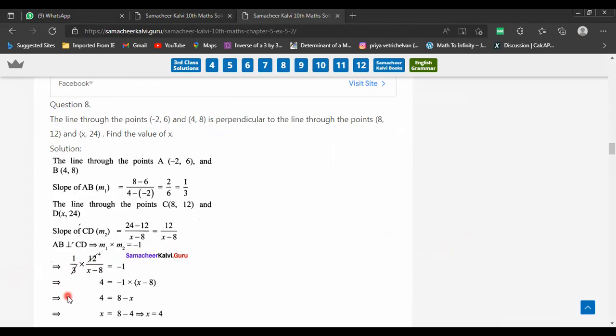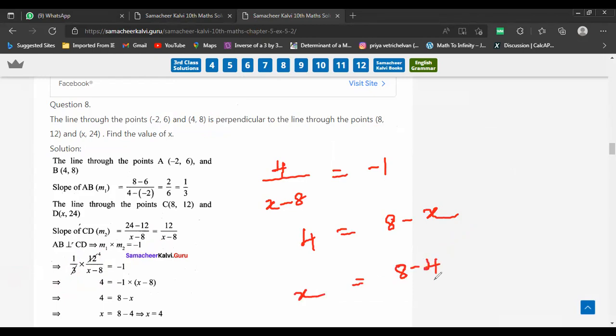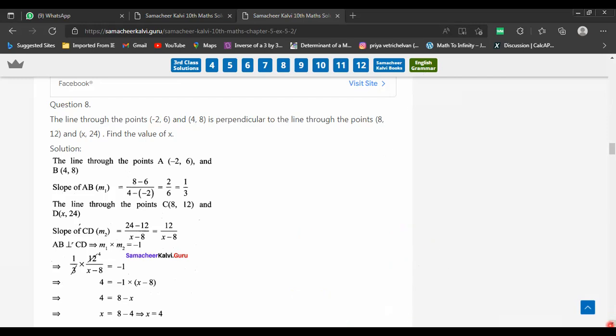So 3 and 12 can be simplified with the help of the 3 table. 4 3s are 12. So it's 4 upon x minus 8 equal to minus 1. So 4 is equal to 8 minus x if you take it to the other side. From this you can say x is equal to 8 minus 4, which is 4. So the answer for x is 4. We found the value of x.